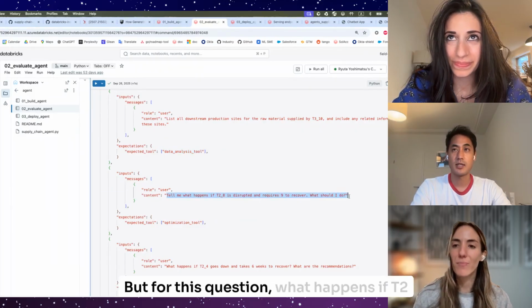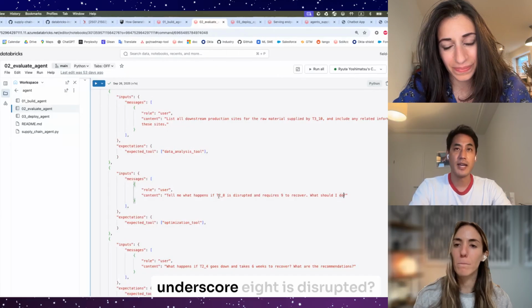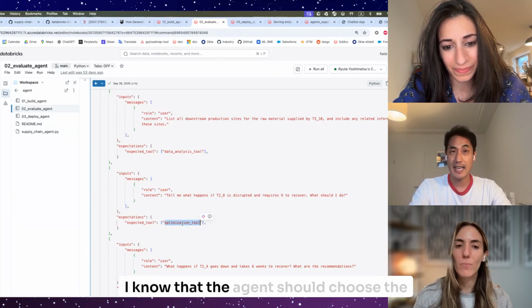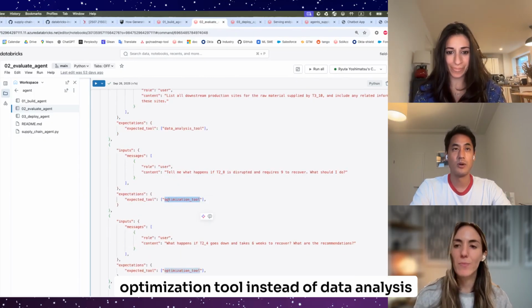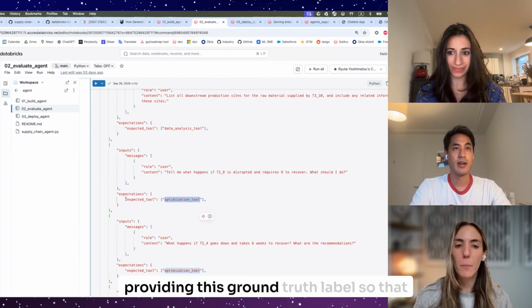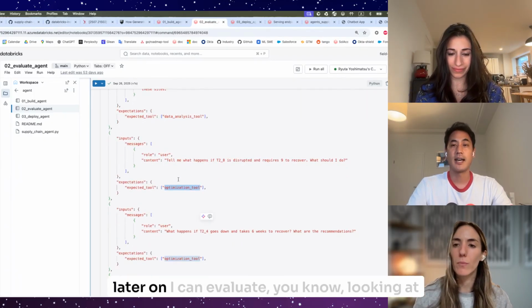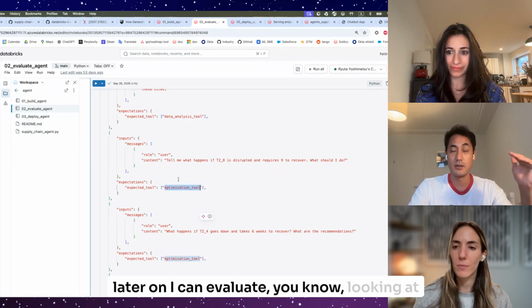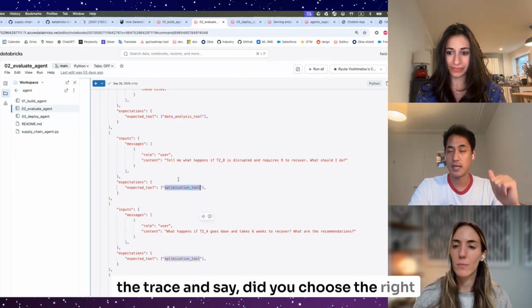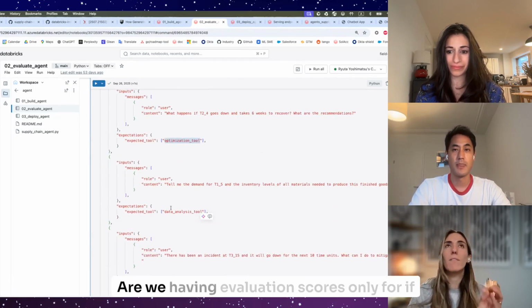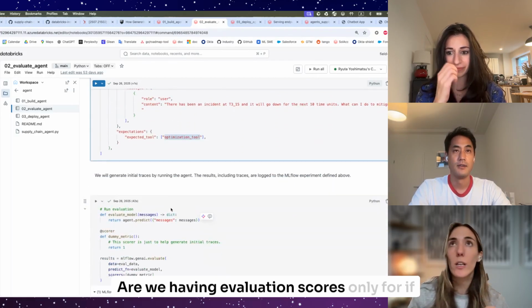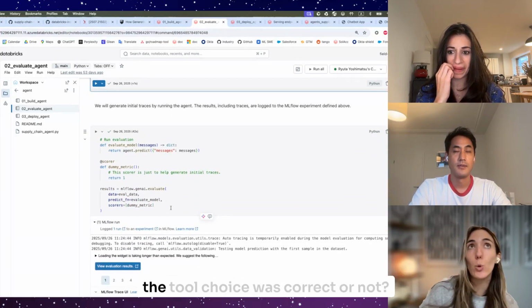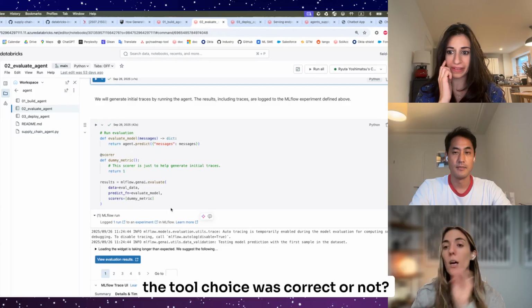But for this question, what happens if T2_8 is disrupted? I know that the agent should choose the optimization tool instead of the data analysis tool. So I'm providing this ground truth label so that later on I can evaluate, looking at the trace, did you choose the right tool? Yes or no? Are we having evaluation scores only for whether the tool choice was correct or not?